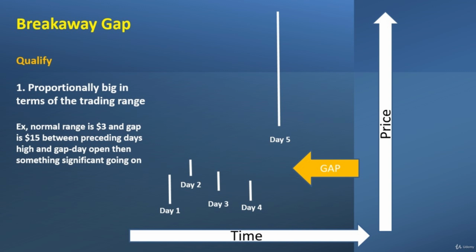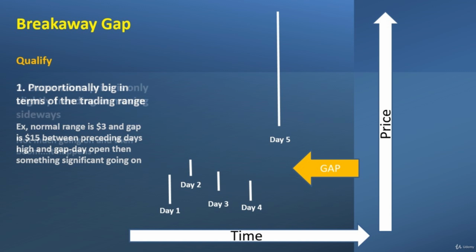Again, we have to wait till the end of the day to really confirm that it's a gap, that it doesn't come down in price like in this example and just overlap, and then we don't have a gap at all. Well, if we look at this, we have this proportionally big gap in terms of the trading range. There's a big jump up in terms of what was going on before, between days 4 and 5, and you can see in the preceding days kind of confirm that as well.